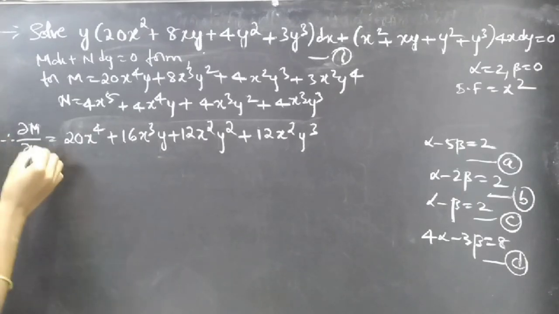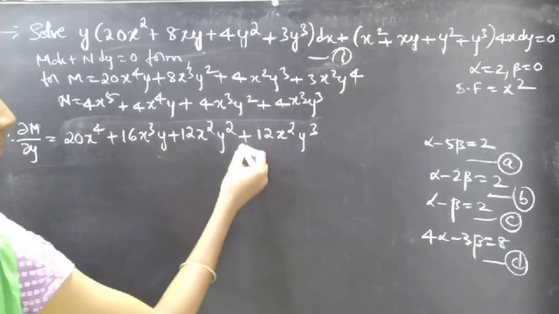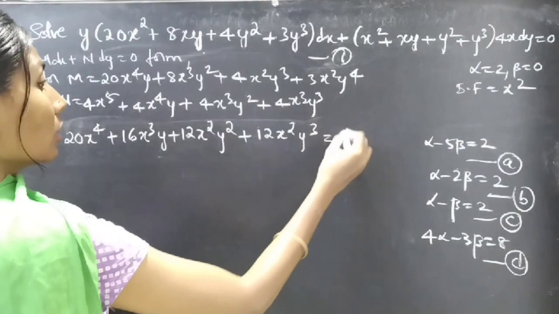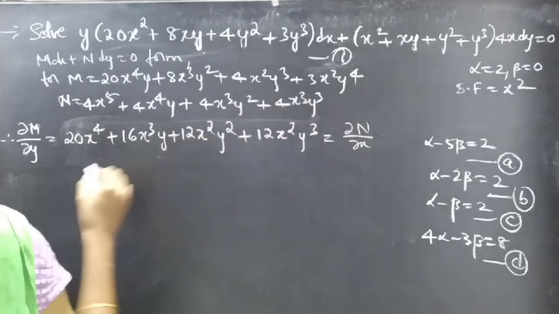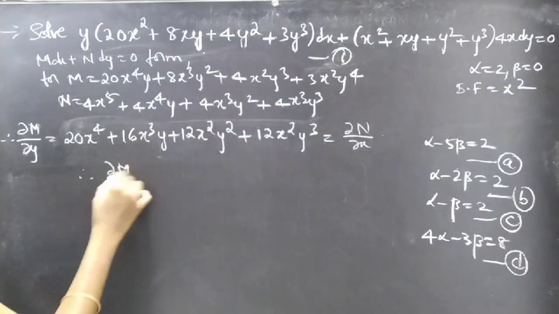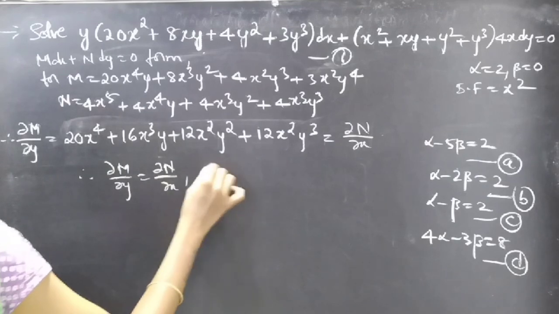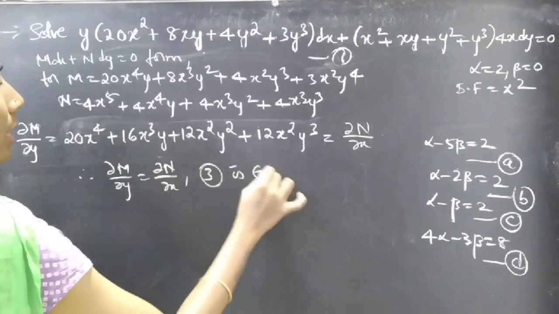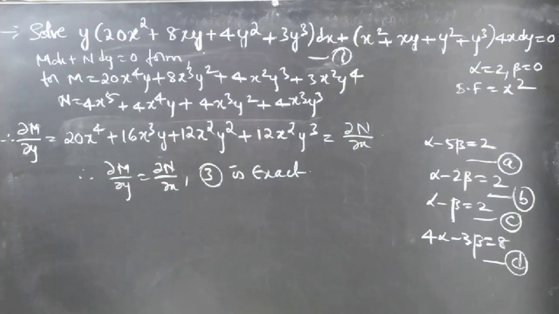Therefore, partial derivative of m with respect to y equal to 20x power 4 plus 16x cube y plus 12x square y square plus 12x square y cube equal to partial derivative of n with respect to x, which is nothing but partial derivative of m with respect to y equal to partial derivative of n with respect to x, which shows that equation 3 is exact. So we have reduced the given differential equation to an exact equation.